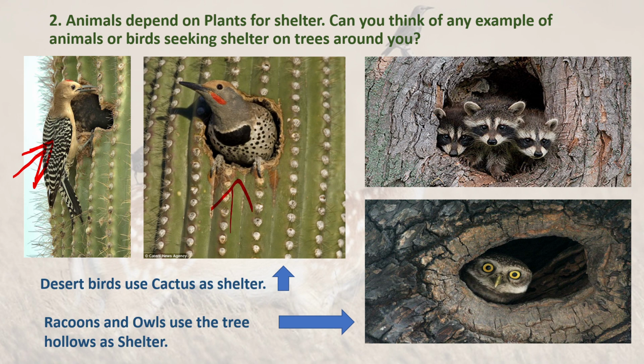Okay. The same way these raccoons and this owl. Raccoons are from the rat family. They are bigger than the rats. Okay. So these raccoons and owls, they find hollows of the tree trunk and take shelter in them.